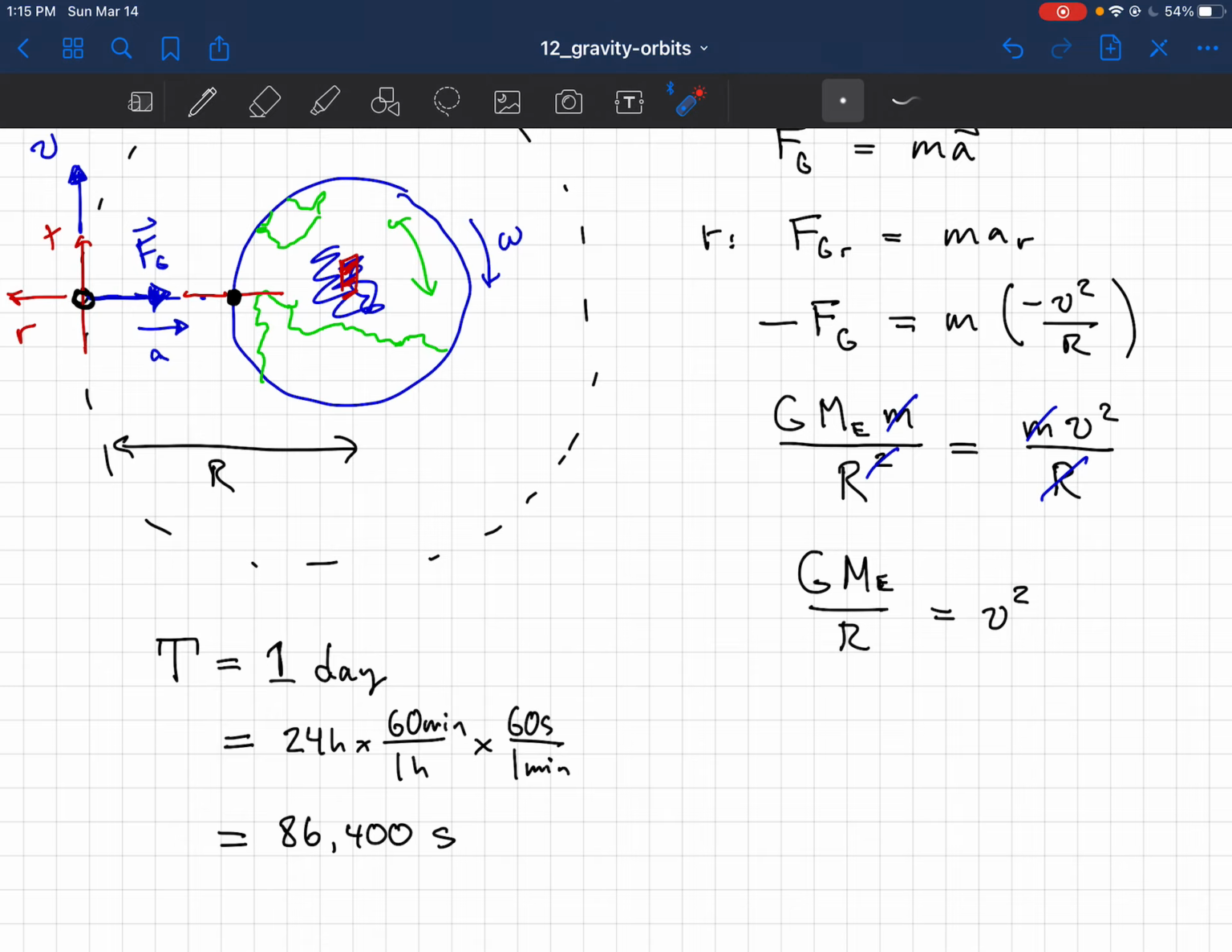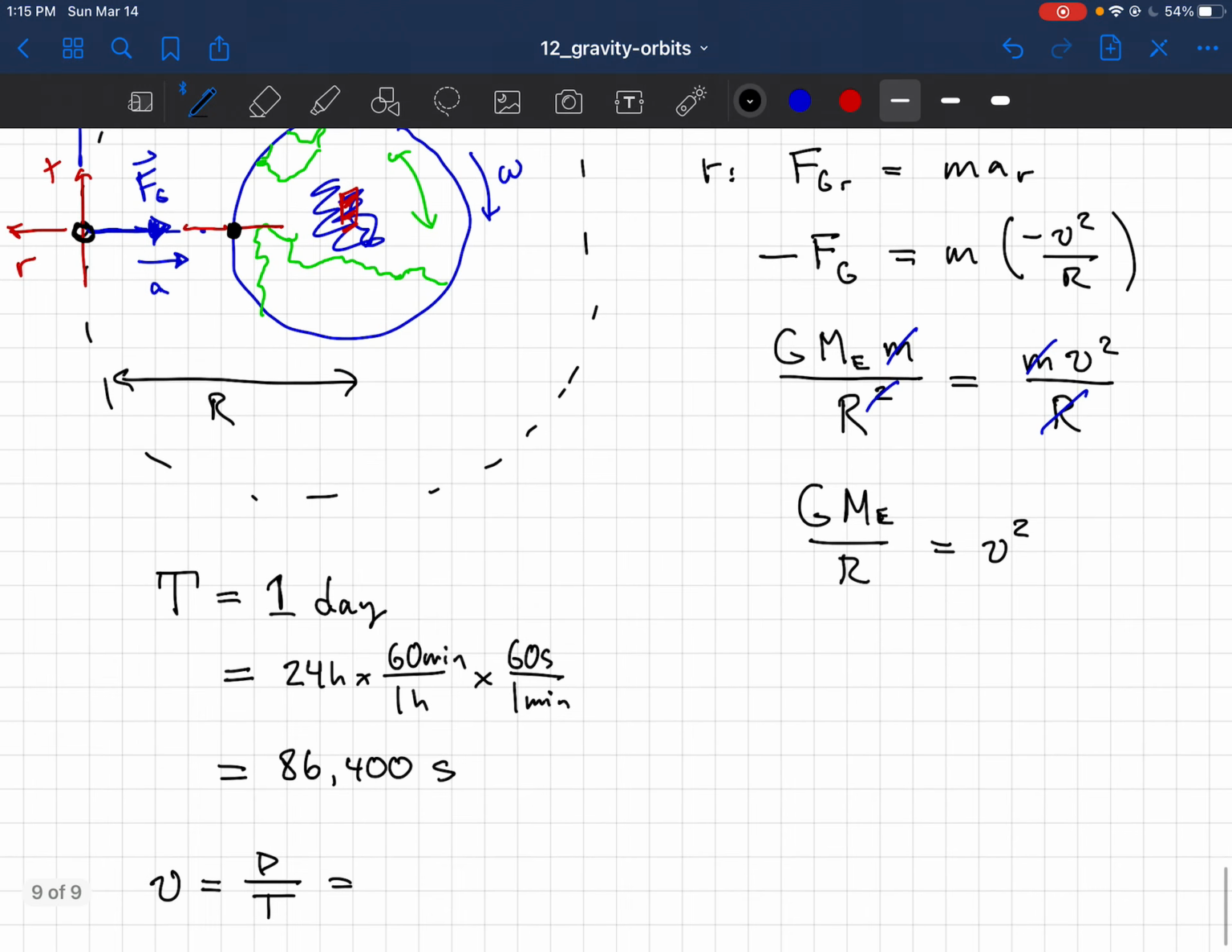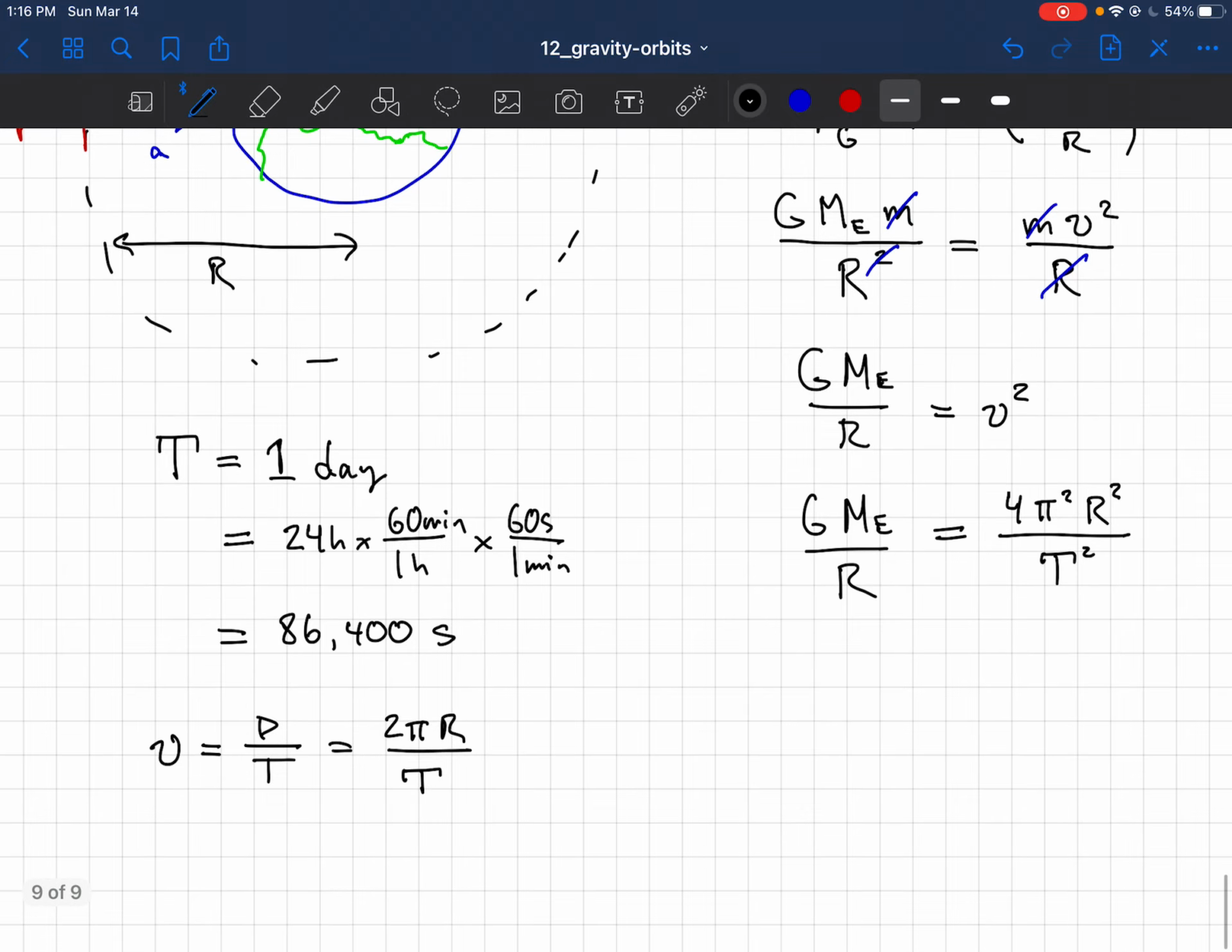Well, how does that relate to what we found already? Well, the period, remember, is buried inside of the v here. So we have v is equal to distance over time, but in the case of a circular orbit, the distance is the circumference and the time is the period. So we can replace over here, v squared is going to be 4 pi squared r squared over period squared, and then we have G, mass of the Earth, over r. So what do we get?